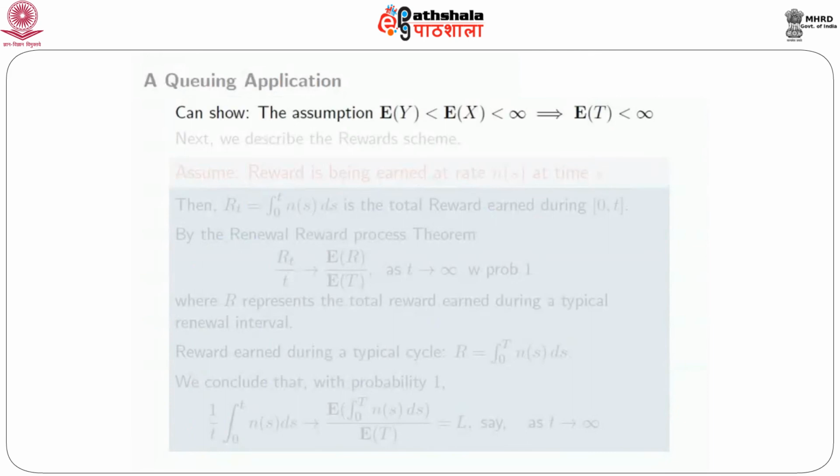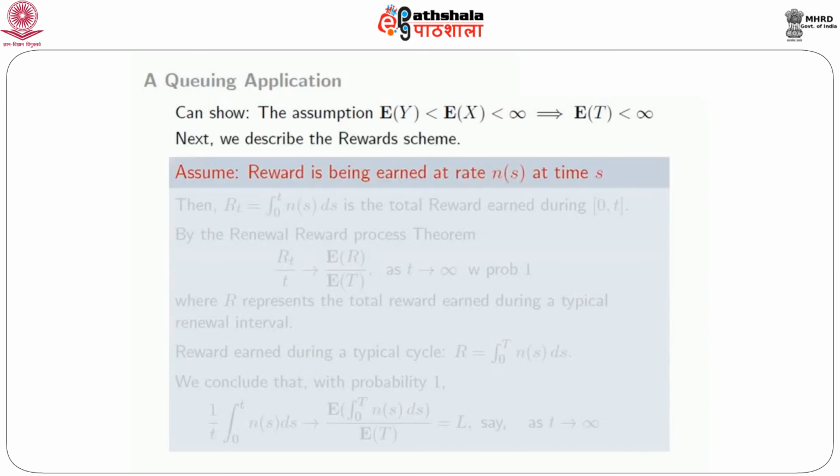One can show, which I am not going to do, that the assumption that EY is less than EX, which is finite, implies that expectation of T is finite. That is, the expected time between the start of one uninterrupted busy period and the start of the next uninterrupted busy period has finite expectation. This is intuitively clear, but we'll just accept this.